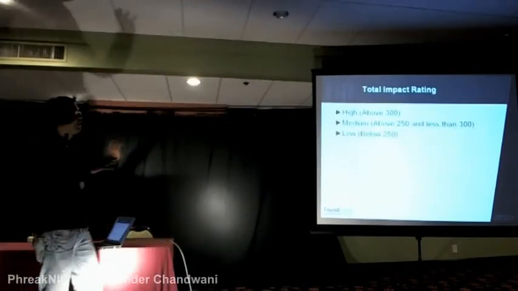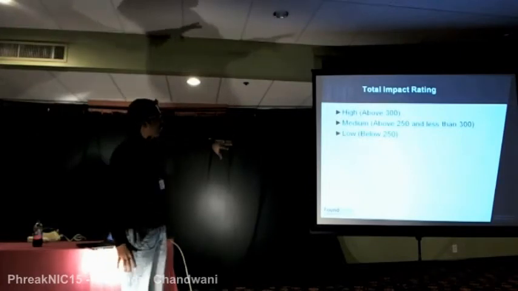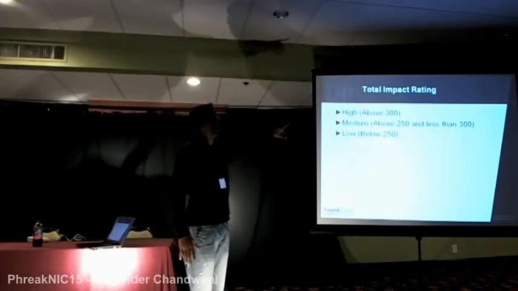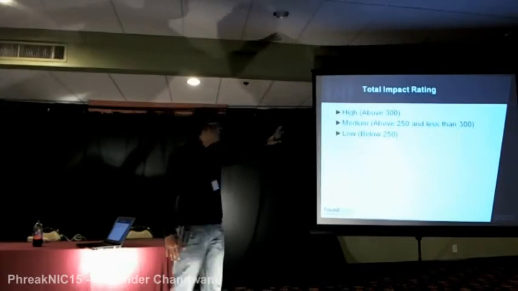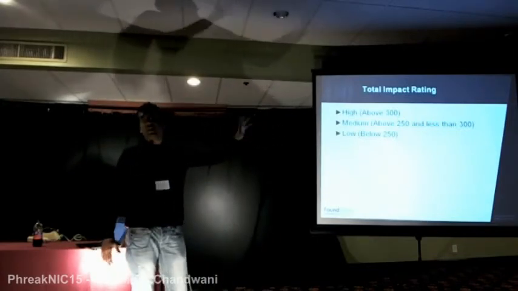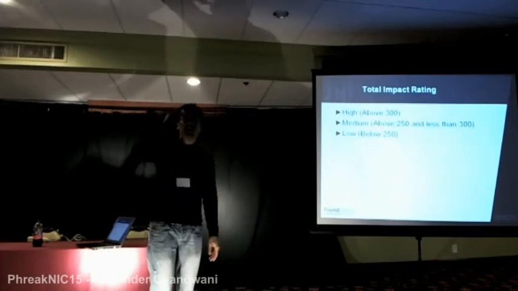And once you have the points, you have to start doing a total math. Something that comes up above 300 is a high-risk application. Something which is medium is between 250 and 300. And something which is low is below 250.